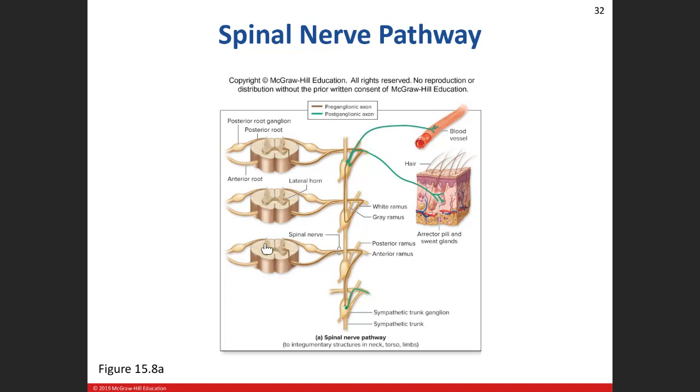Then the third option is the preganglionic neuron enters into the sympathetic trunk, and then it descends. It descends to the desired level, synapses on the postganglionic neuron, and that postganglionic neuron has to leave at that level. Wherever the synapse occurs, the postganglionic neuron leaves at that level. So if the synapse occurs at T12, it leaves at T12. If the synapse occurs at T4, it leaves at T4. It has to go. Okay, so that's the spinal nerve pathway.